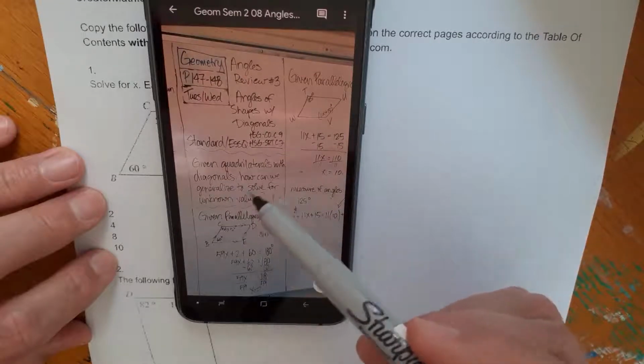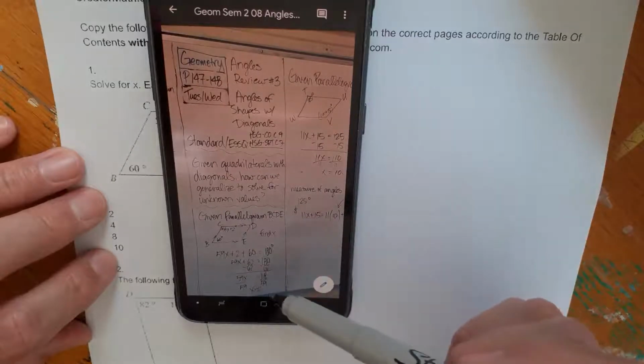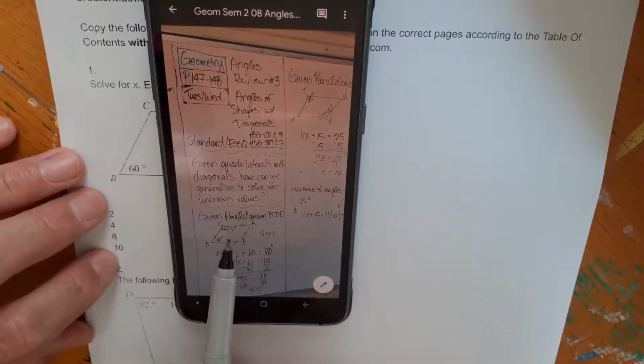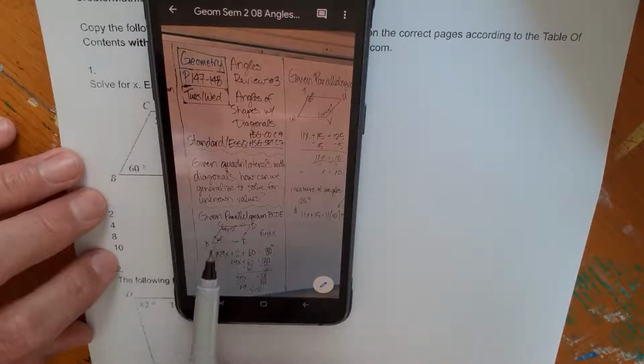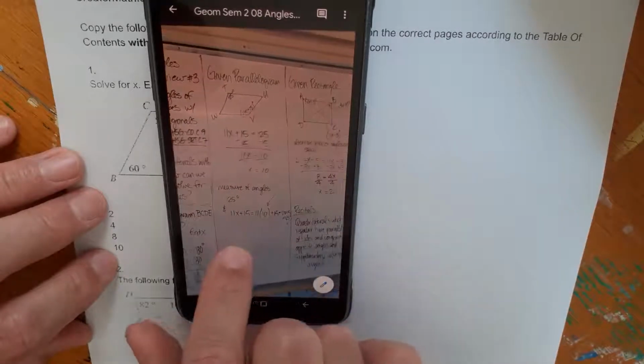It's things like, given quadrilaterals with diagonals, how can we generalize to solve for unknown values? So we love quadrilaterals. That's a 4-sided shape. This, in this case, is a parallelogram. We're given a parallelogram and we're asked to find what x is. It looks like we're given 59x plus 2 in one corner and 60 in the other. And what we have to know is that the adjacent angles of a quadrilateral have a supplementary relationship. They total to 180 degrees.